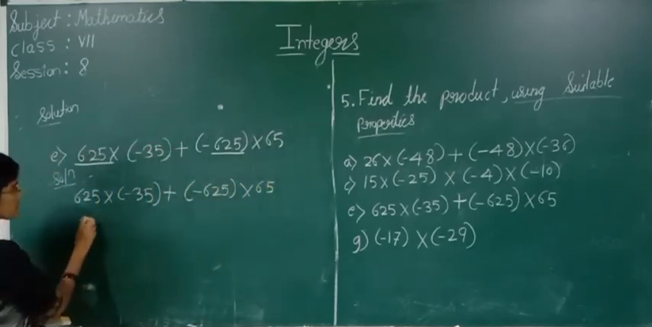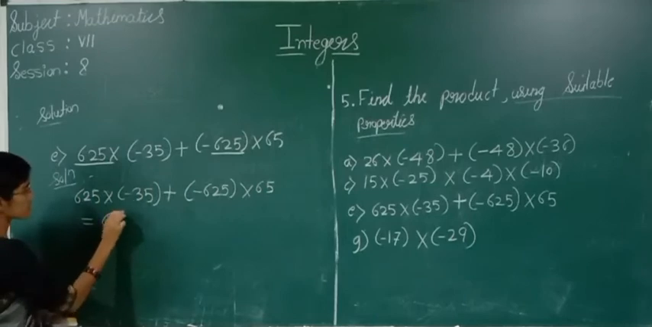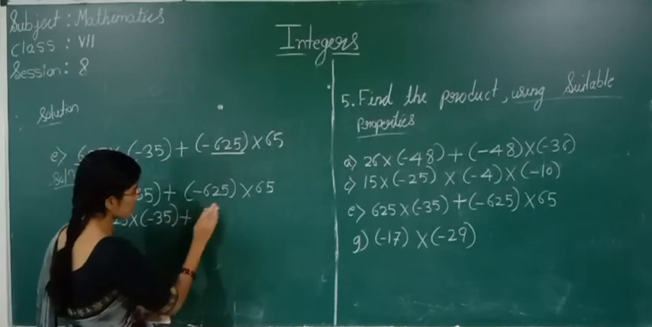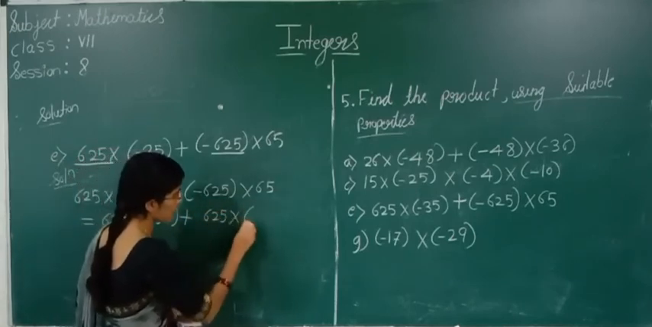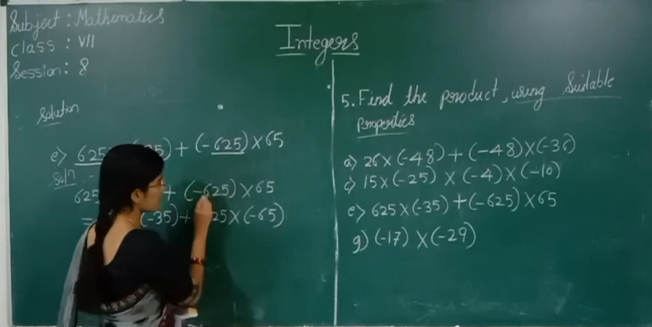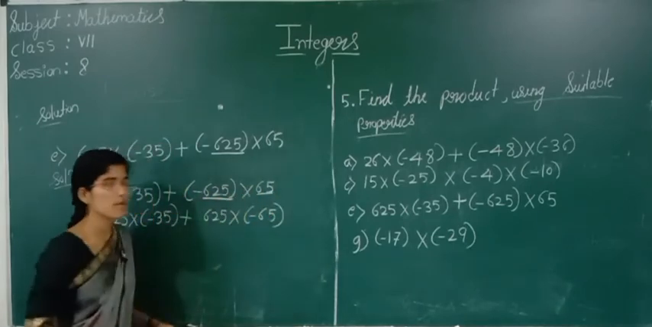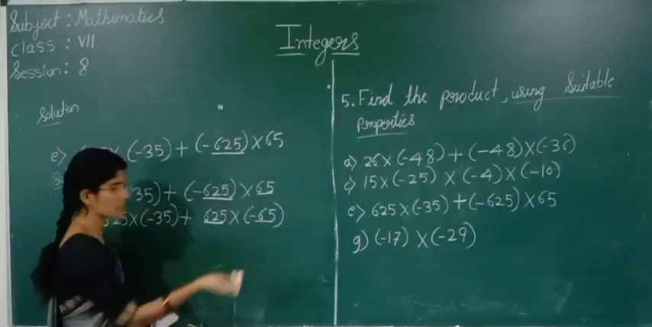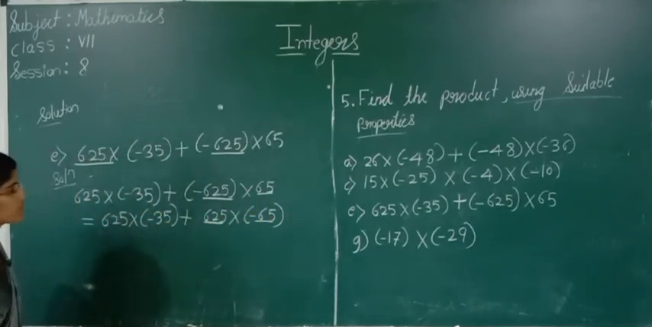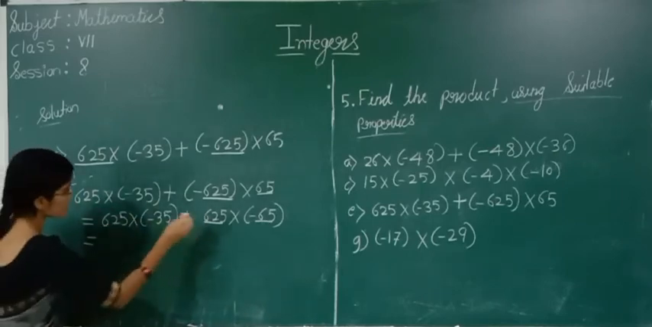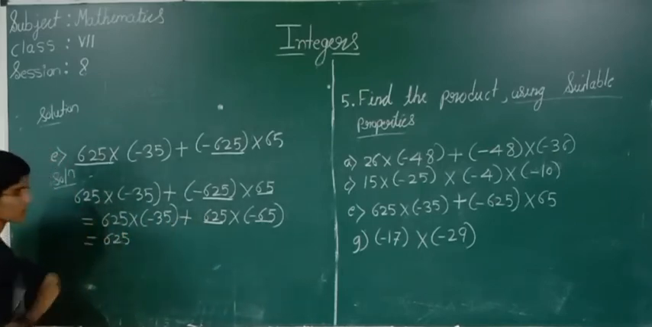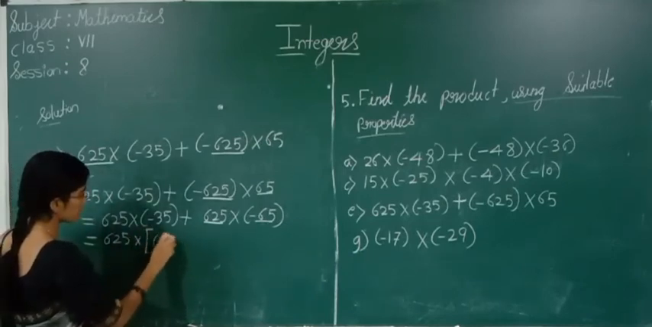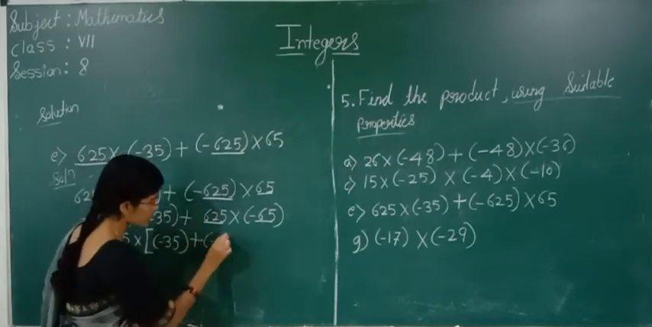Okay, now see here, this can be written as 625 into minus 35 plus 625 into minus 65. Because when a negative integer and positive integer are multiplied, we get a negative integer only. Okay, when a positive integer and negative integer multiply, we get a negative integer only. Yes. Now 625 multiplied by minus 35 plus of minus 65.